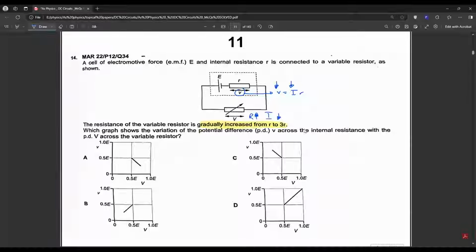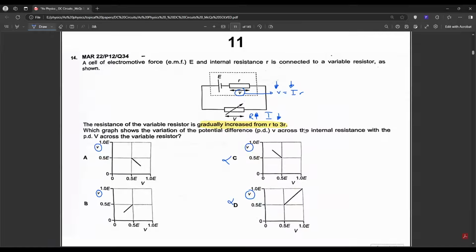Now, which option out of these A, B, C, and D tells you that your internal resistance voltage is decreasing? Not C, not D, because in both of them your voltage for internal resistance is increasing. If you analyze option A and option B, in both of them your voltage of internal resistance, small v, is decreasing.